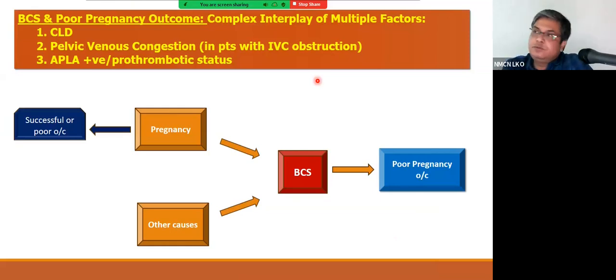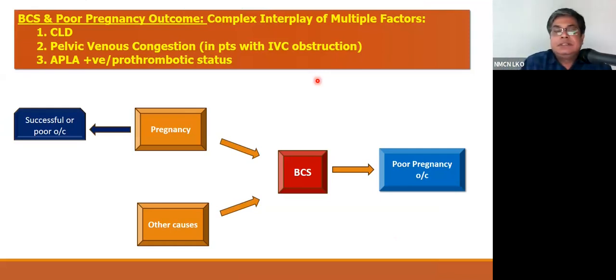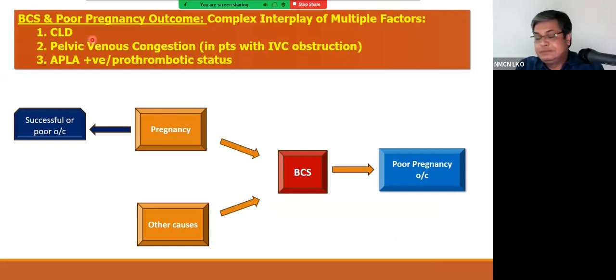So in this group of patients, poor pregnancy outcome results from a complex interplay of multiple factors, CLD itself being one factor which leads to metabolic and hormonal disturbances. Another is pelvic venous congestion in patients with IVC obstruction, and then post-thrombotic status. All these factors can act independently or synergistically, leading to poor pregnancy outcome.